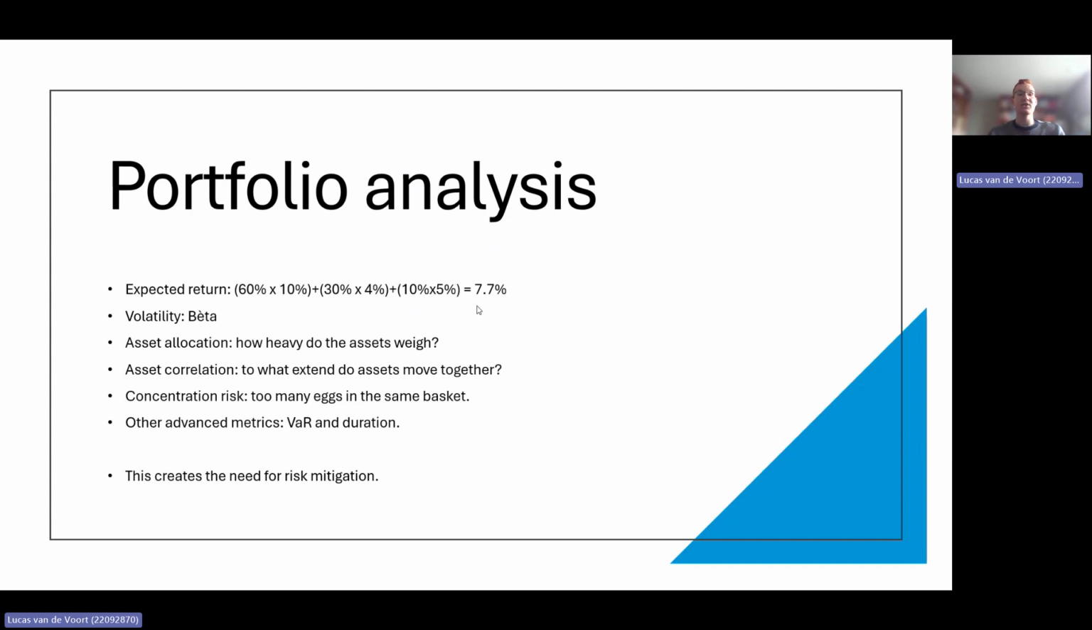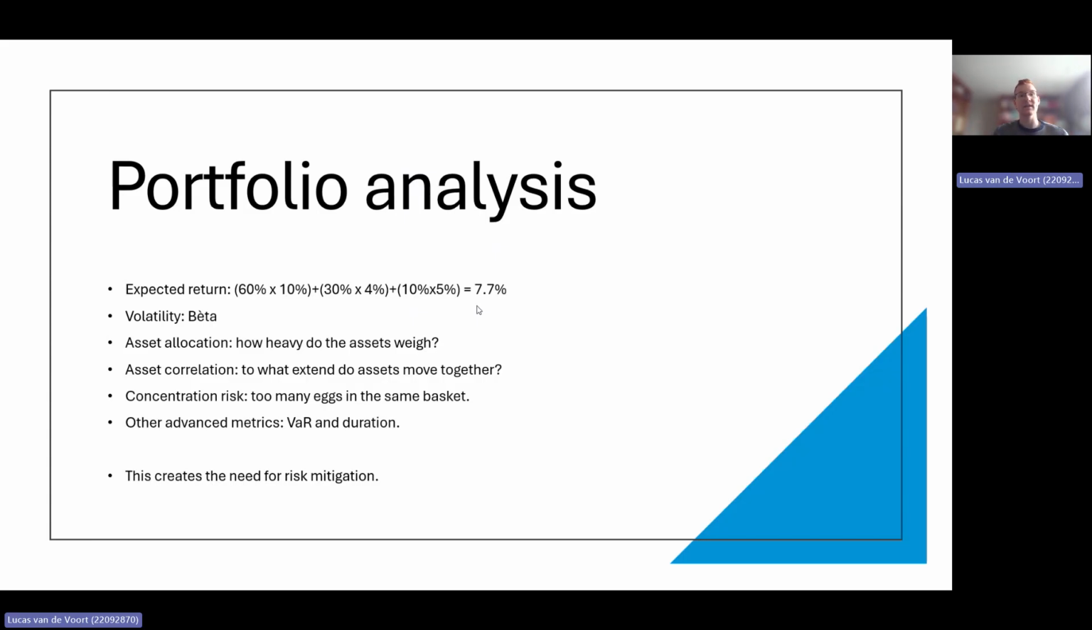And with asset allocation, you look at how heavy all the assets weigh, and if the portfolio might be overexposed to one particular asset class or sector. And in this portfolio, you could really see that a fifth of the portfolio consists of Nvidia stock, and 55% of the portfolio is tech. So this is a very tech-heavy portfolio.